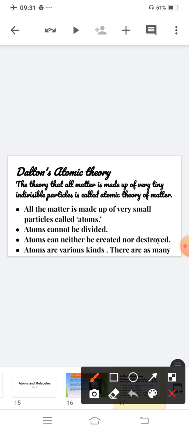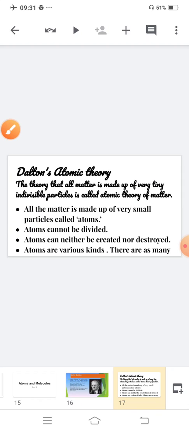Our second point is that atoms cannot be divided. That means if you want to divide an atom, you can't divide it. The atom is the smallest unit, because you can't divide the smallest unit. Our third point is that atoms can neither be created nor be destroyed. If you want to create an atom, you can't, and you can't destroy an atom.